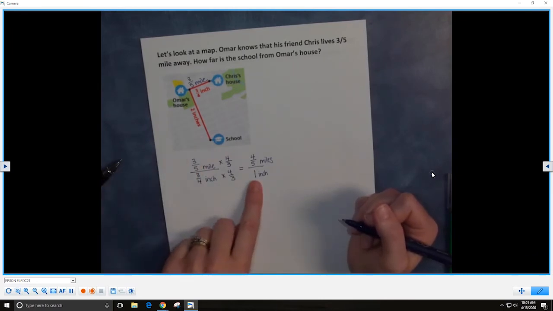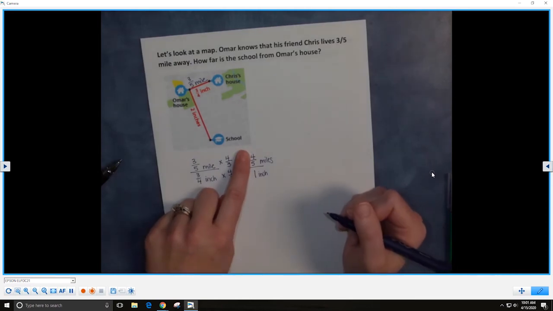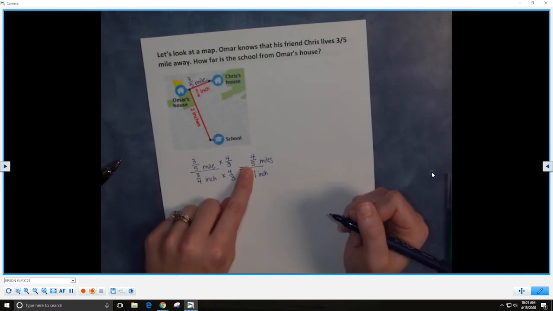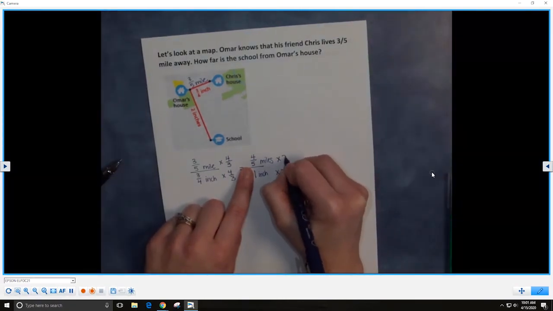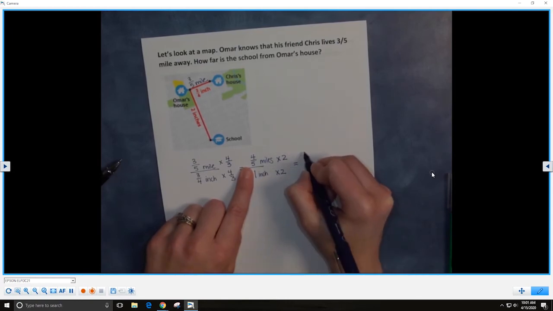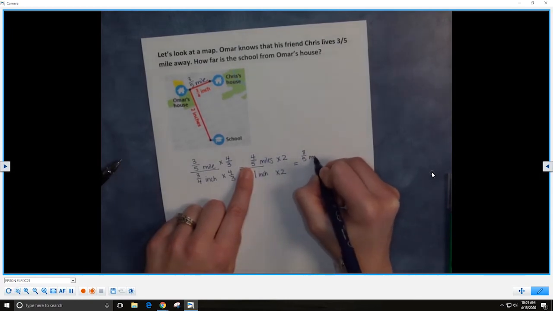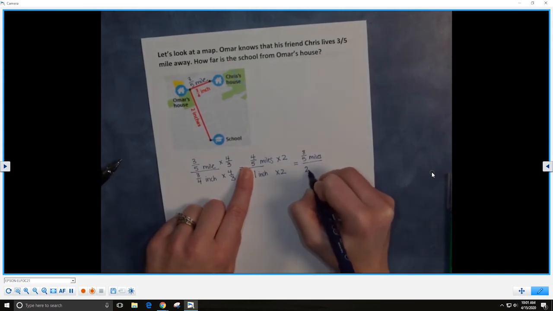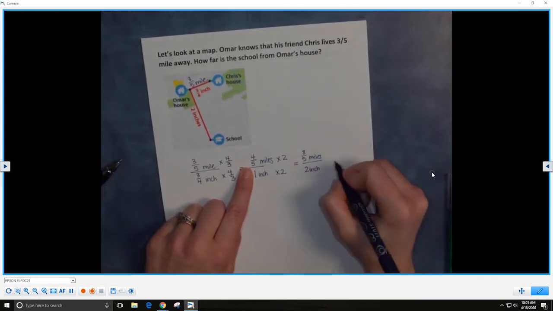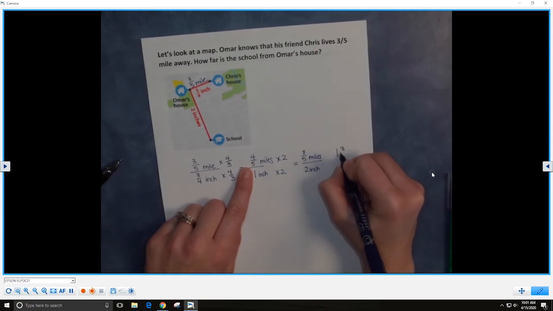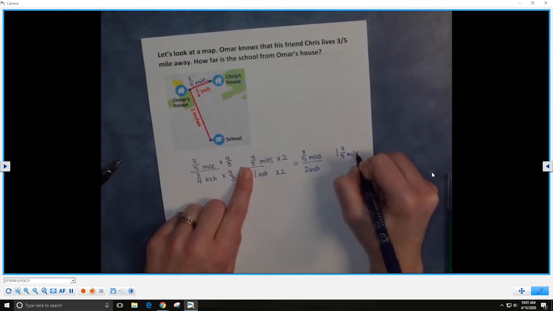Well, if 1 inch is 4/5 of a mile, then 2 inches must be 4/5 of a mile times 2, which is 8/5 miles. It's equivalent to what is represented by 2 inches. So that 8/5 miles is the same as 1 3/5 miles. So it's 1 3/5 miles from Omar's house to the school.